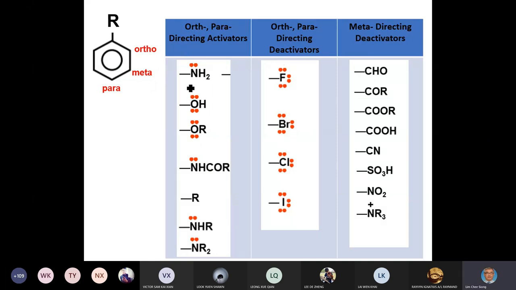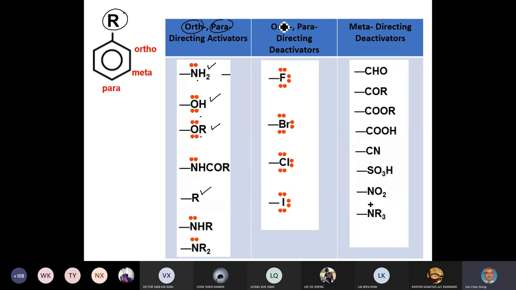I simplify for you. When the R group is attached with this side, NH2, OH, OR, in your syllabus, I just circle for you, not necessary for your subject. Okay, 1, 2, 3, 4 only. This is under ortho para. They mean ortho and para should be two compounds, must be attached, as two answers in the final product.